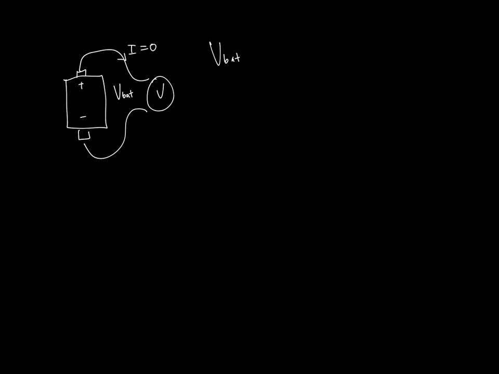If you have a battery and you want to know what is the EMF that this battery generates, what you do is you connect this battery to a voltmeter that draws negligible current, and you measure the electrostatic potential difference between the positive and negative terminals of the battery, and that is the EMF. So we'll call this V_BAT, and V_BAT is equal to the EMF of the battery.